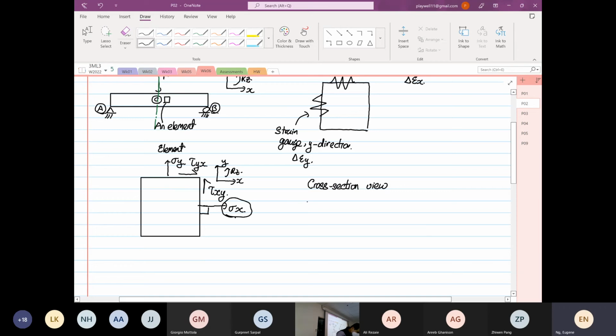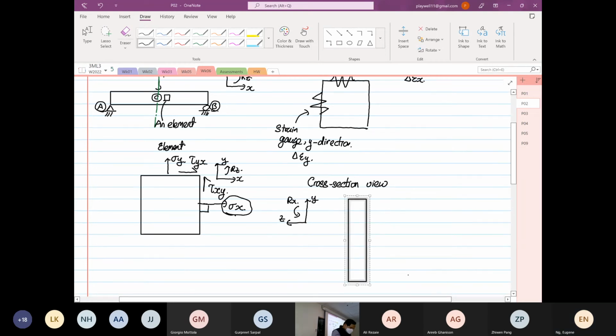In the cross-sectional view, this will be my Y, this will be my Z, then we have our rotation in X. For this case, we are going to take the example where our cross-sectional view is a rectangle. So this is our cross-section, 1, 2, 3, 4, 5, 6, too much. This is our cross-sectional view.